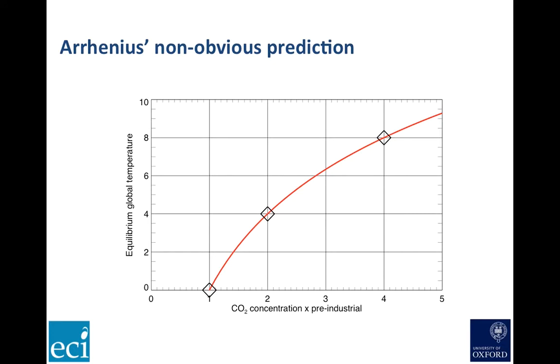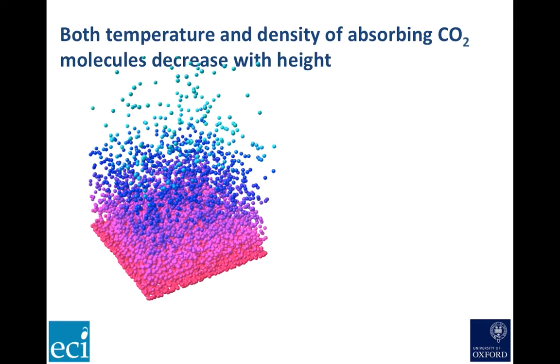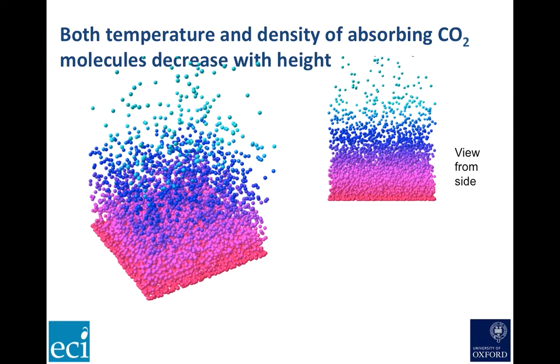This was Arrhenius' prediction, a curved, what we call logarithmic relationship between the amount of CO2 in the atmosphere and equilibrium global temperature. We're now going to explain how he came to this remarkable insight. This is a schematic representation of the temperature and density of carbon dioxide molecules in the atmosphere. Both temperature and density decrease with height, temperature more or less in a straight line, while density declines exponentially. That means the rate of decline goes down as you go up through the atmosphere as well.